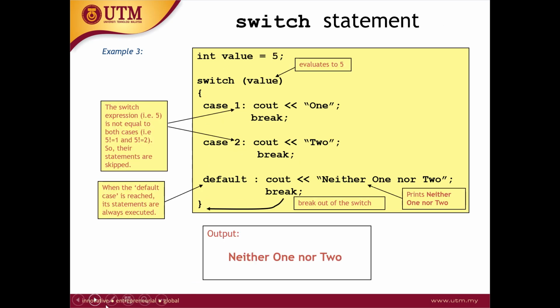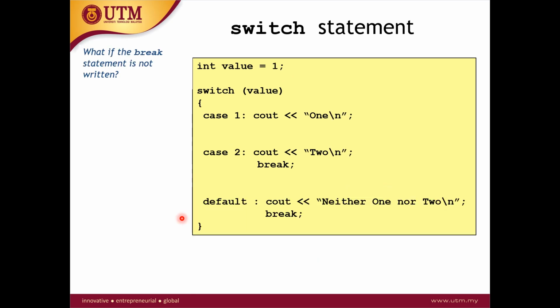And if we say the value equals 5, what happens? It evaluates to 5. Is it case 1? Is it equal to 1? No, so it skips this case. Is it equal to 2? No, it skips this one as well. We don't have any other cases, and the value is not one of the cases already in the switch. So what is going to be executed? The default. So what is inside the default? This statement is inside the default. So it prints this expression, which is neither 1 nor 2, and then it breaks out of the switch and goes to the end of the statement.